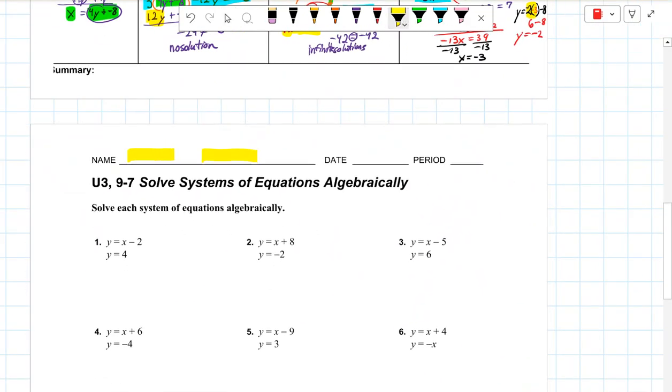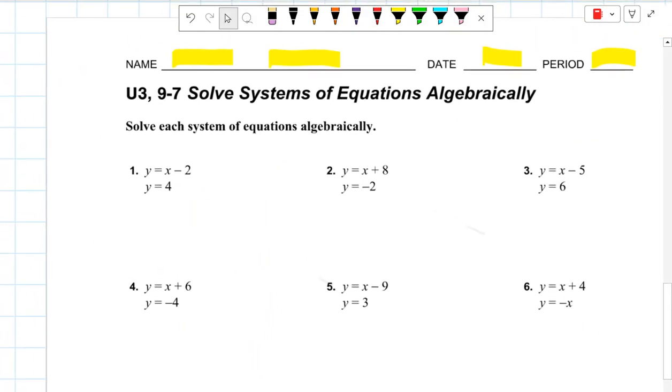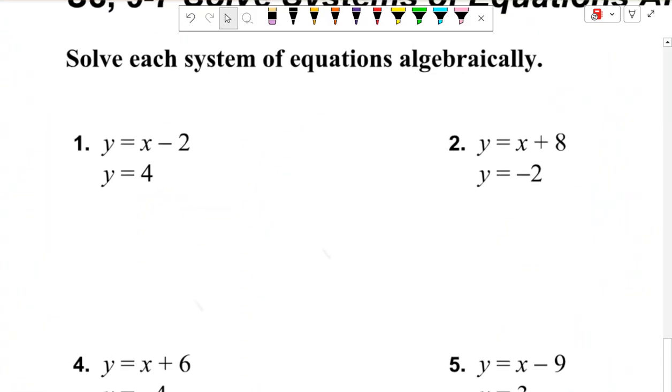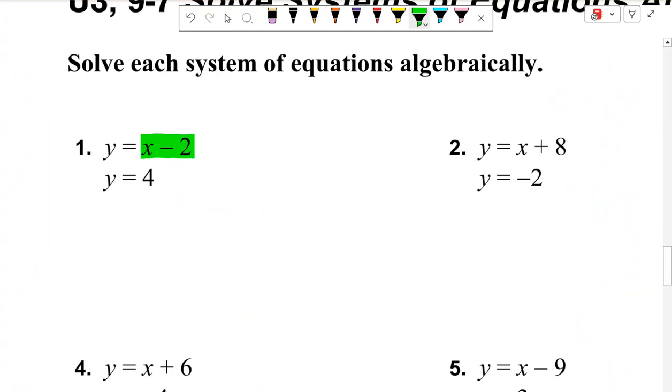Put your first name, last name, date, and period. Always do that first. And take a look at these. They are way easier than what was in the notes. So we are simply just going to do this. Y is this? Y is that? So let's make them equal each other.